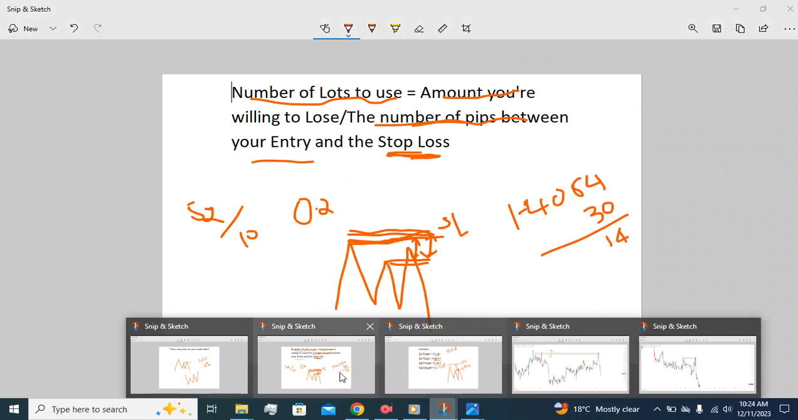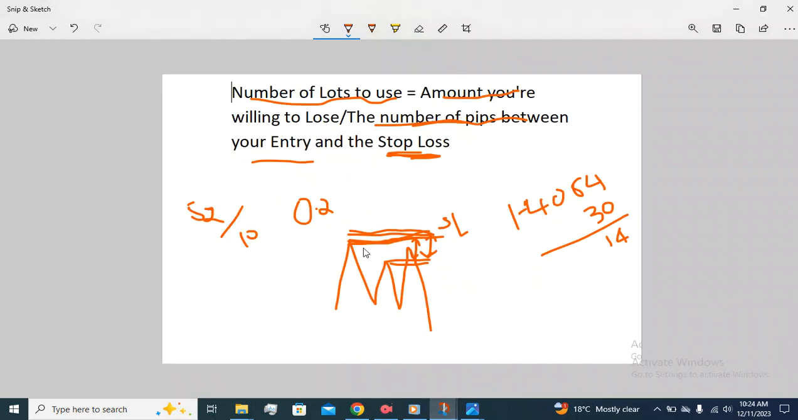The most important thing is you should know the number of lots to use should be based on the amount you are willing to lose in your account. Those are rules that you're supposed to set by yourself. Follow your own rules, the amount you're comfortable losing. Then usually I divide by the distance between my entry and the stop loss.